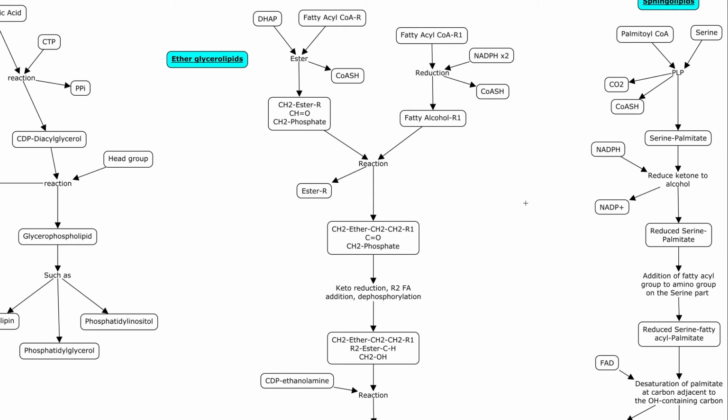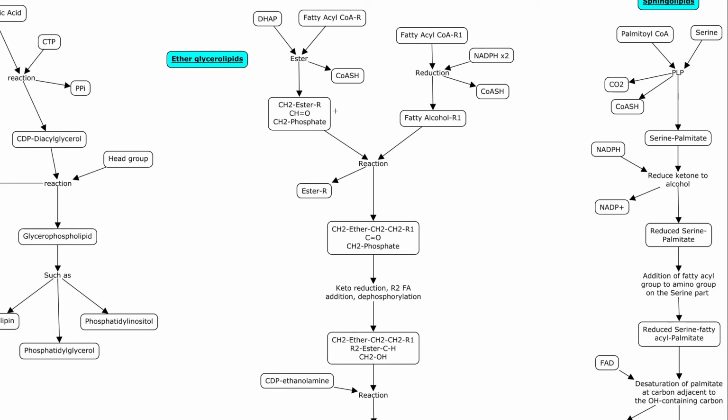Ether glycerolipids. Okay, now this is kind of hard to describe without being able to draw out structures, which in these maps is not easy. So just kind of bear with me here. Ether glycerolipids, as you can probably imagine, are named as such because they have an ether. So first off, you're going to combine your DHAP, which is going to be your backbone, with a fatty acyl CoA with an R group.